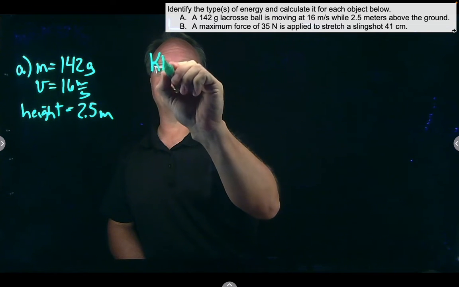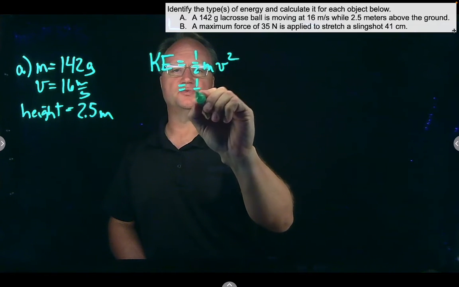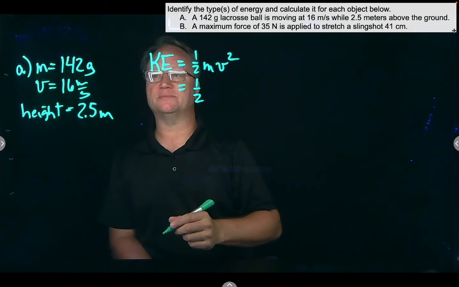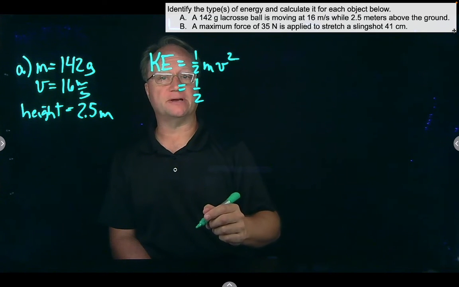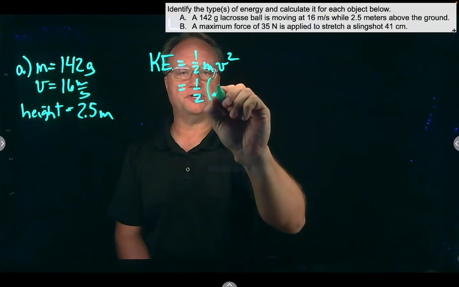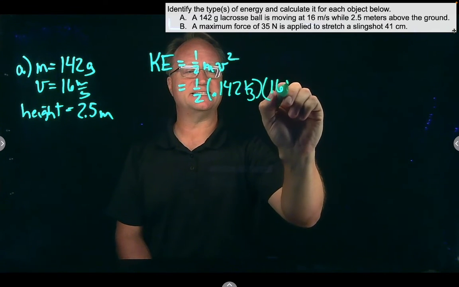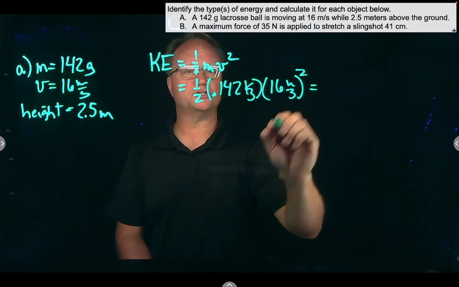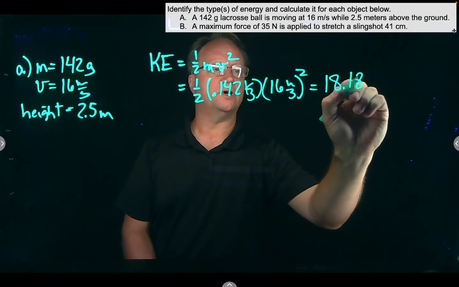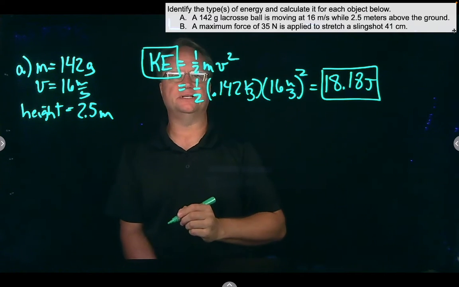So the linear kinetic energy equation is 1/2 mv squared. So this is 1/2. To be able to get joules of energy, we need to convert the grams into kilograms. Remember, 1,000 grams in 1 kilogram. So that's going to move our decimal place 3 places. So this would be 0.142 kilograms, and then multiplied by 16 meters per second, quantity squared. That's going to give us a kinetic energy of 18.18 joules.